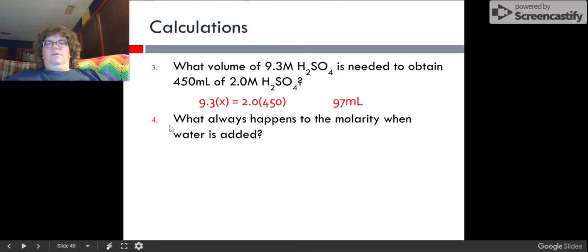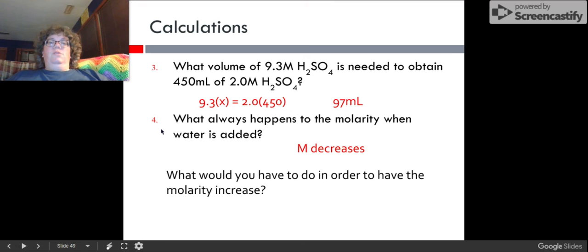Now, think about this question for a second. What always happens to the molarity when water is added? So anytime you add water to a solution, what happens to the molarity? Hopefully you said it decreases. As you add water, the concentration decreases of anything. So the molarity will decrease when water is added.